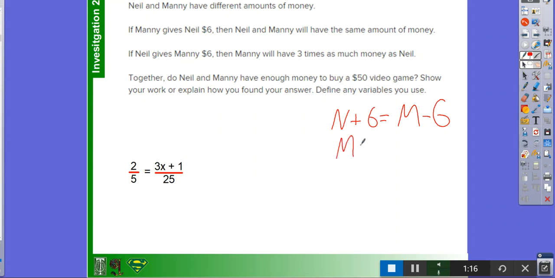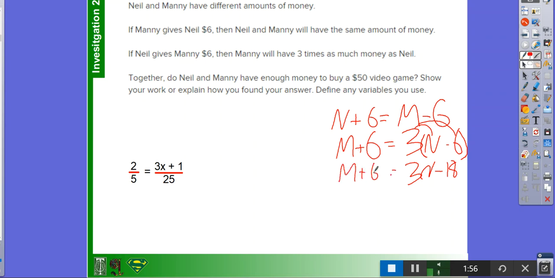So that we have M plus 6 is going to equal 3 times N, but because Neil is giving away the $6, we're going to be subtracting 6 from there as well. So then we can distribute here. We have 3 times n minus 6, so we distribute, and we have 3n minus 18 is equal to m plus 6.